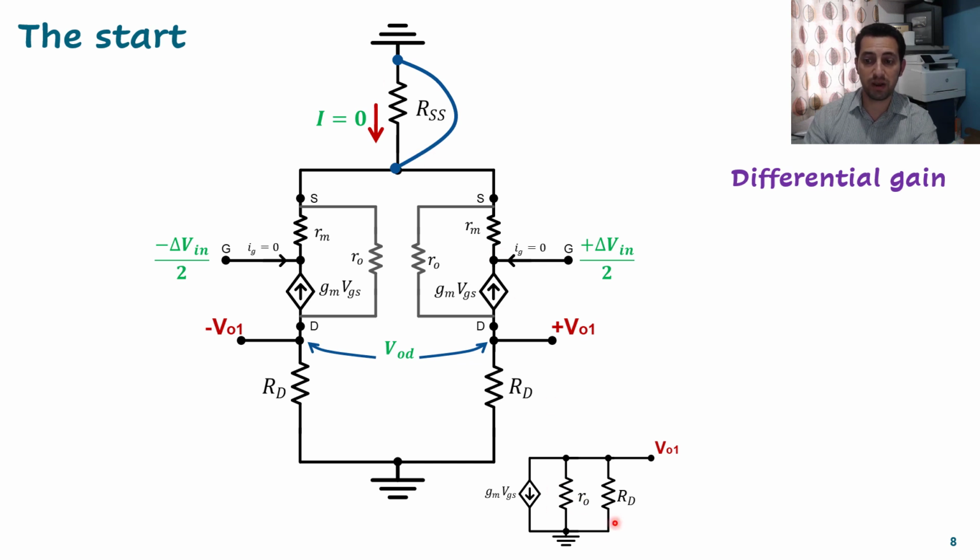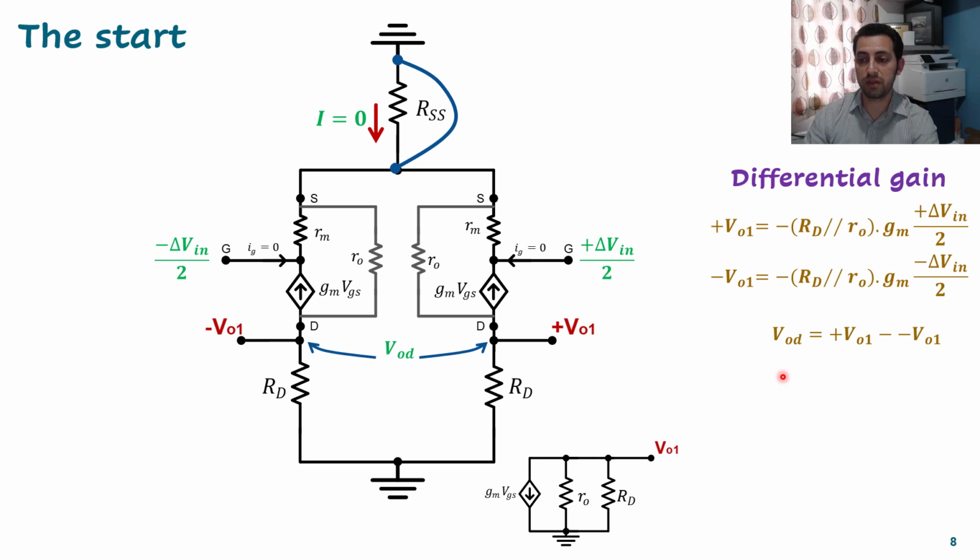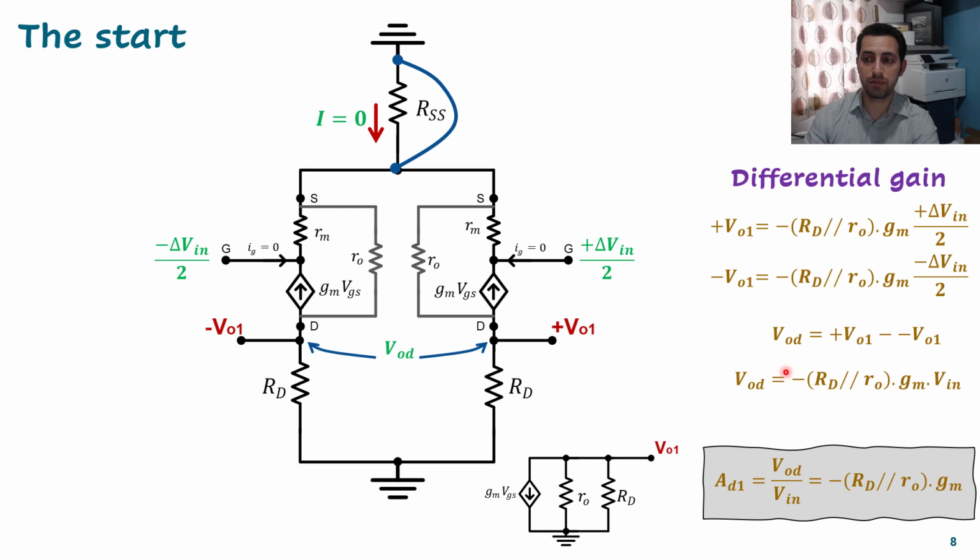So we can represent them by RD parallel to R out, and that current is going out from that node, which is VGS. So V out will be minus RD parallel to R out GM multiplied by the V input, which is here delta V in by 2, and similarly for the V out at the negative terminal, and by subtracting them from each other, we can compute the V out as RD parallel to R out GM Vn, and by computing the ratio between V out and Vn, we get something called differential gain, which is RD parallel to R out GM.